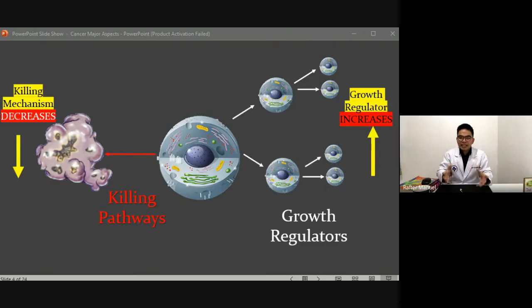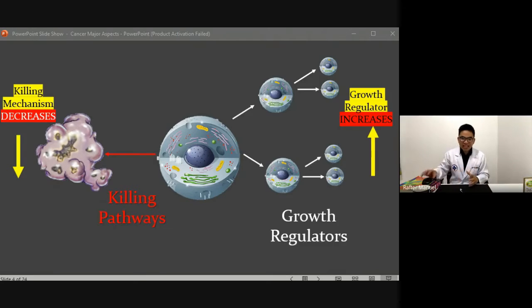It can spread, and it is called malignant tumor cells. And we will go into detail about the malignant tumor cells a bit later. But now let's talk about how these normal cells became abnormal. What went wrong? Ano ang nangyari?